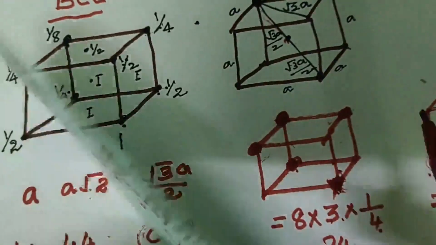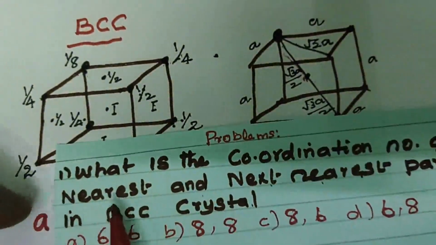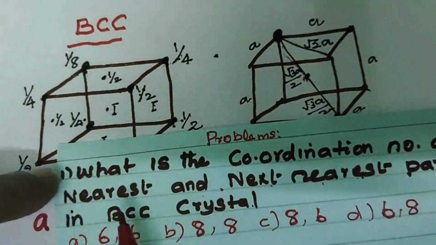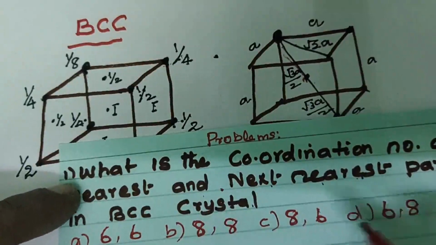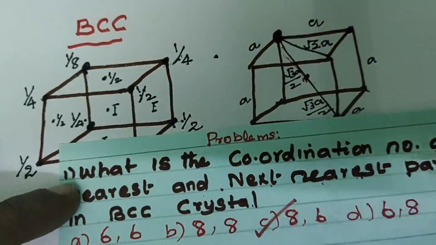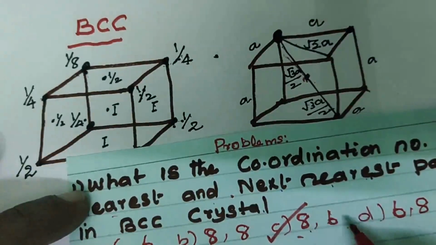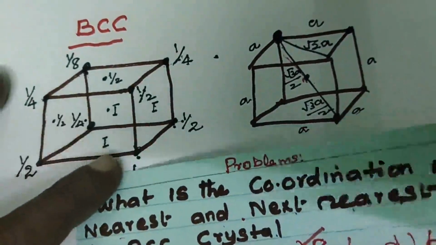So the first question: what is the coordination number of nearest and next nearest, the very first and second particle in a BCC crystal? 8 and 6. This answer is the correct answer. 8 and 6. First 8, second 6, third 12. That is, nearest is 8, next nearest is 6, next nearest is 12.